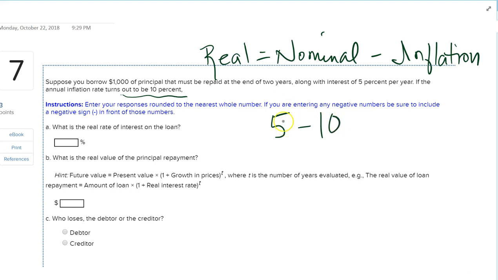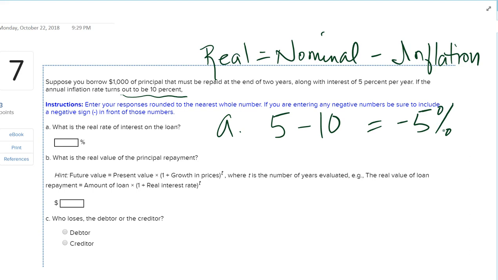So we're going to subtract 10% from that. So we have what we're paying on the loan, and we subtract inflation because that's the value of our money decreasing. So the real interest rate on this is -5. So the real rate of interest on the loan is -5. This is one of those situations where a borrower benefits from inflation because they're repaying the loan with cheaper dollars, less valuable dollars, and so they actually come out ahead. So that's a benefit to the borrower in that case. The lender, of course, does not enjoy that.